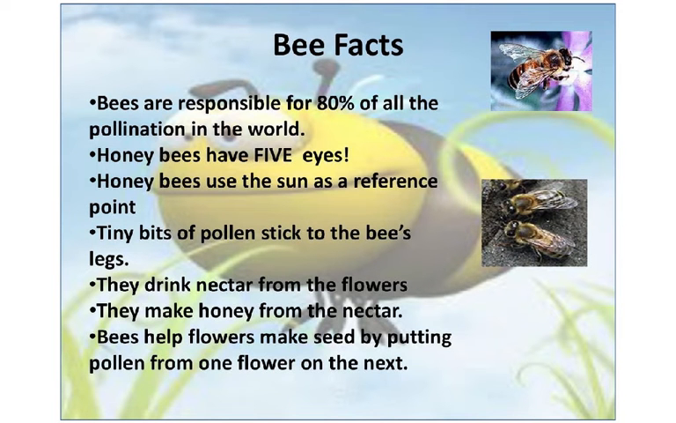Another very important topic, bee facts. Bees are responsible for 80% of all the pollination of the world. Honeybees have 5 eyes. Honeybees use the sun as a reference point. Tiny bits of pollen stick to the bees' legs. They drink nectar from the flowers. They make honey from the nectar. Bees help flowers to make seed by putting pollen from one flower onto the next.